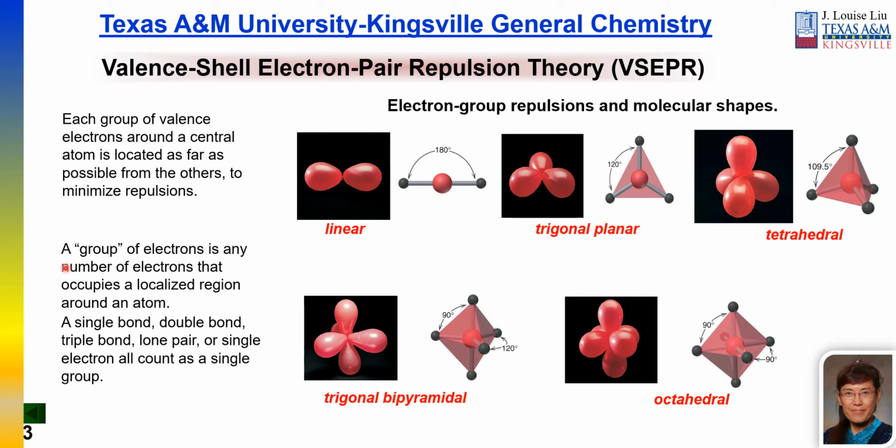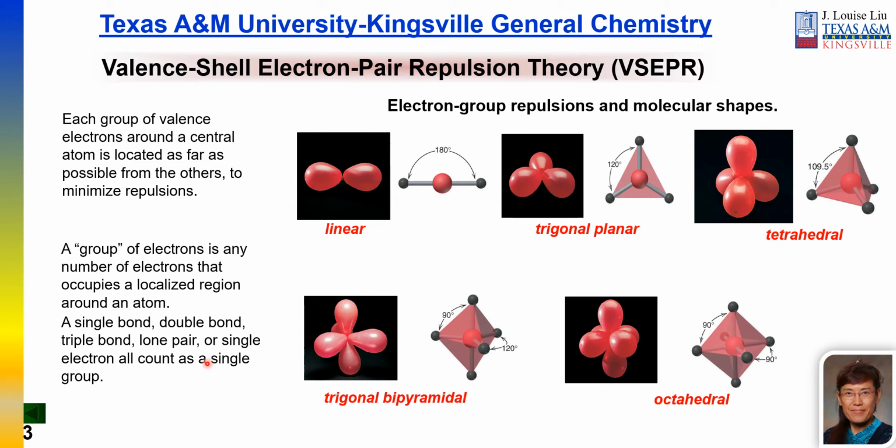Point 2: a group of electrons is any number of electrons that occupy a localized region around your atom. The group of electrons can be a single bond, corresponding to 2 electrons, a double bond, related to 4 electrons, a triple bond, 6 electrons, a lone pair, or just a single electron. All of these count as a single electron group.